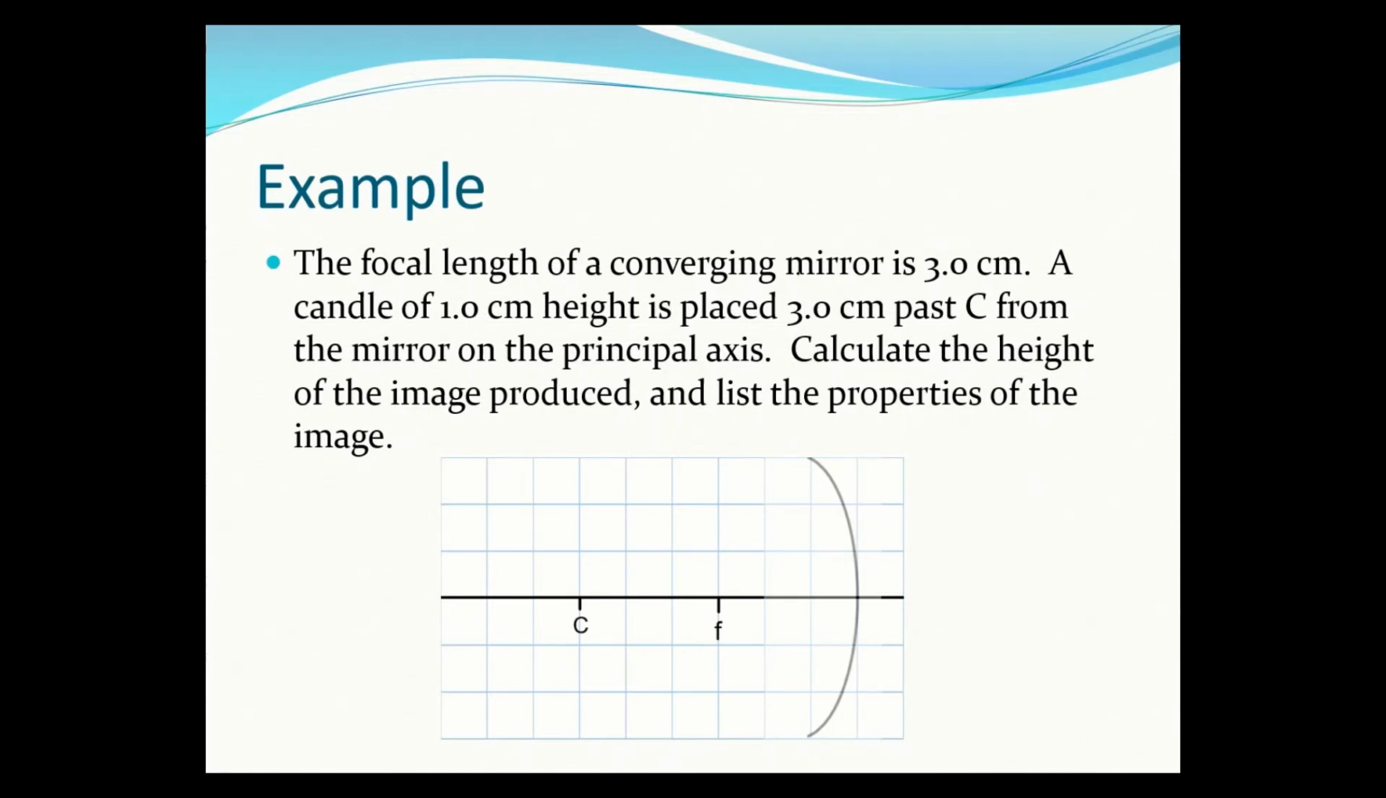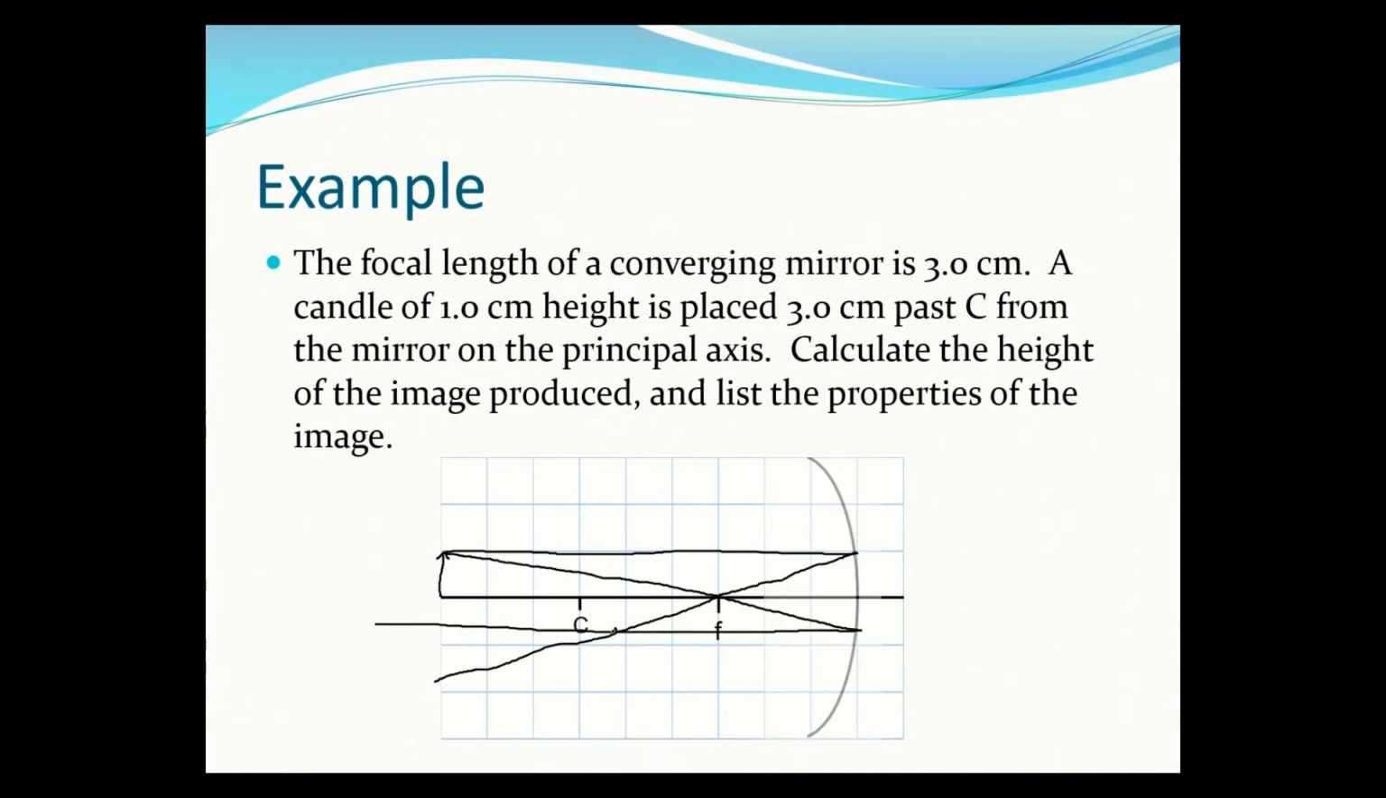So the focal length of a converging mirror is 3, so each box must be 1 centimeter. A 1 centimeter candle is placed 3 centimeters past C. So here's C, 1, 2, 3. So this is our candle here. We just draw it as an arrow. I can't use a ruler on this, so I'll just freehand it the best I can. My first line goes parallel to the principal axis and then through the focal point. My next line goes through the focal point and parallel to the principal axis.